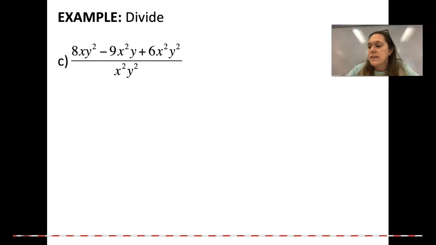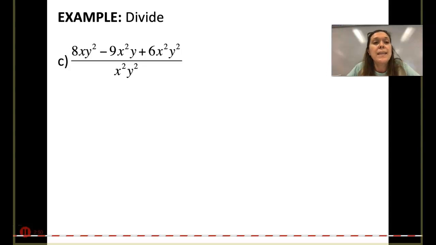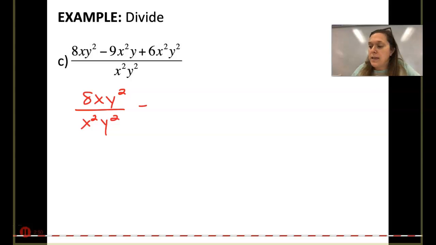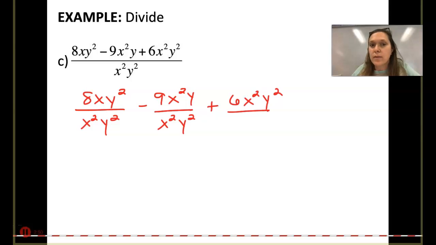Okay, so now let's keep on going with a monomial. So here we just have variables and exponents. So 8xy squared minus 9x squared y plus 6x squared y squared, and we're dividing everything by x squared y squared. So 8xy squared divided by x squared y squared, minus 9x squared y all over x squared y squared, plus 6x squared y squared all over x squared y squared.